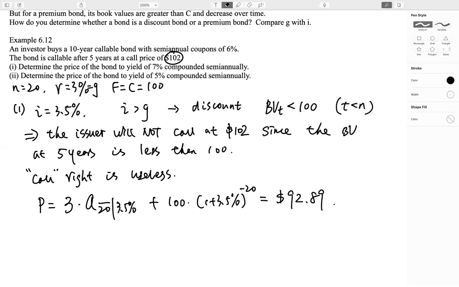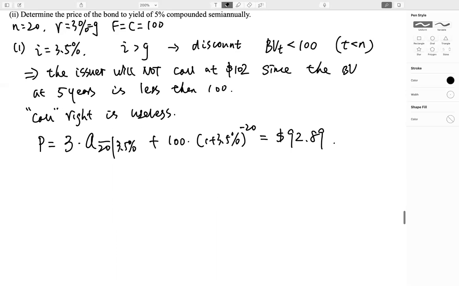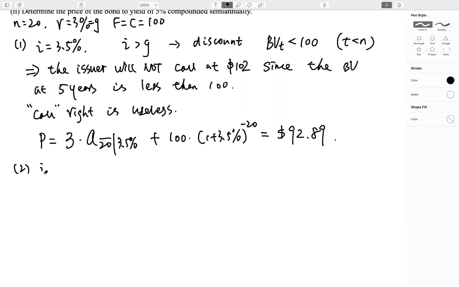Maybe it's possible to call it at, let's say, 95. Then you need to discuss, right? The next scenario is I equals 5%, or not 5%. The compound is 5%, so I is 2.5%. In this case, G is greater than I, so this is a premium bond. So BV will always be bigger than 100.